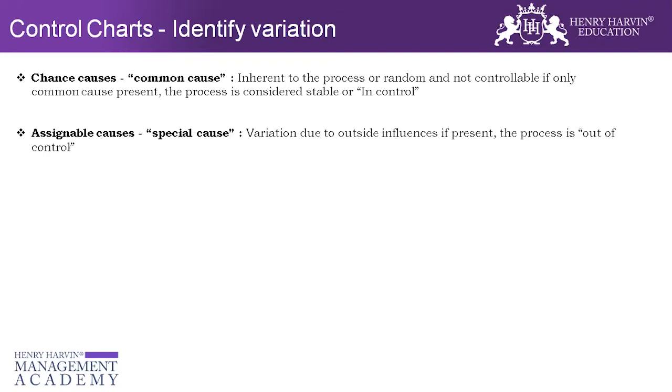Then there is another type of variation known as assignable cause or special cause. If this sort of variation is in the process, it says that the process is not in control. This is outside the control. With variation due to outside influences, the process is out of control. For example, any environmental situation, some weather, natural calamities, or a pandemic. That's a sort of special cause.